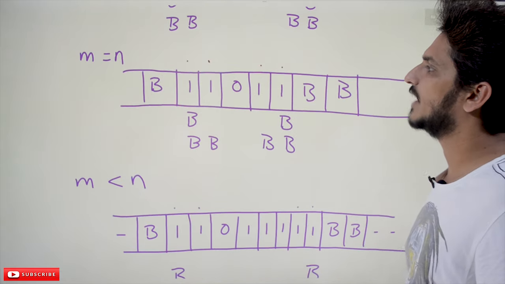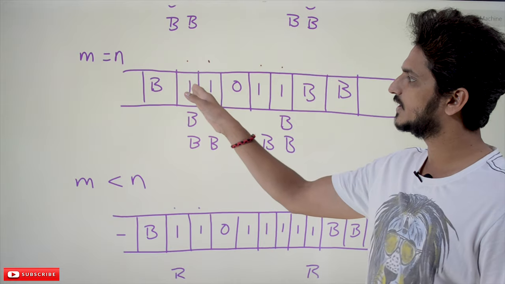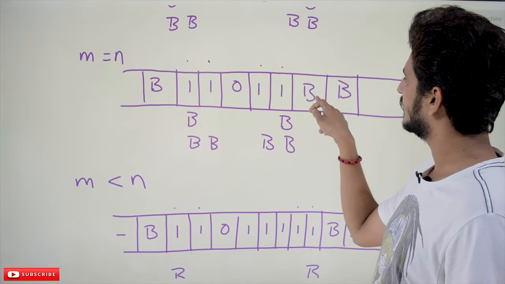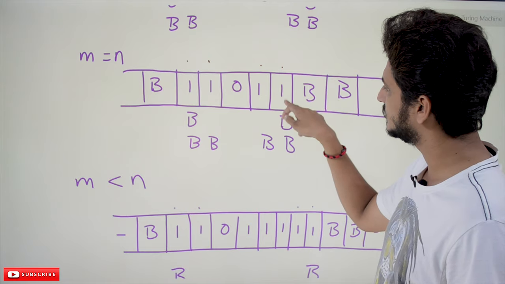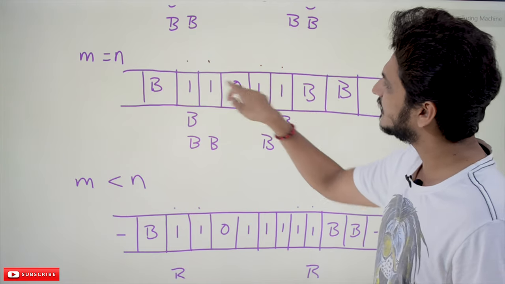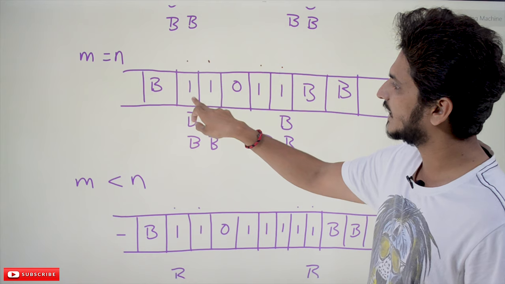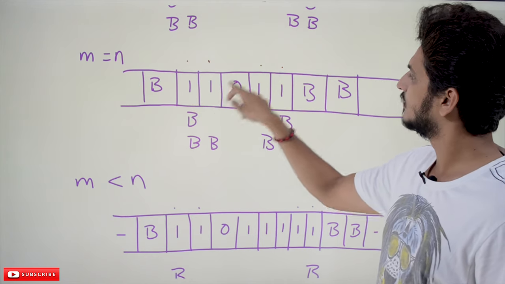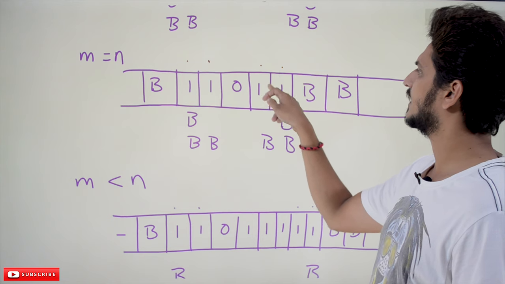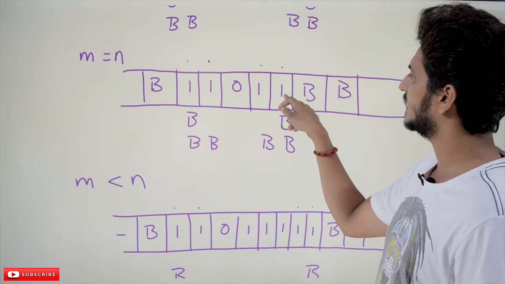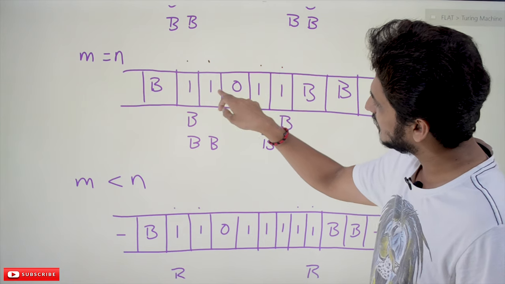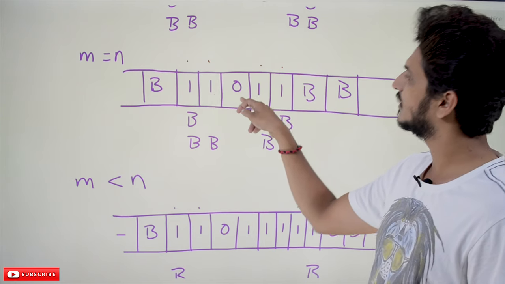Now take the condition m is equal to n. We start from here, convert this into blank, move right side. Whenever you see blank, move left, convert this into blank, move left side. Here blank has been found, so move right side, convert this into blank, move right side, convert this, here blank is there, move left side, convert this into blank, move back. Whenever you see blank, move right side.